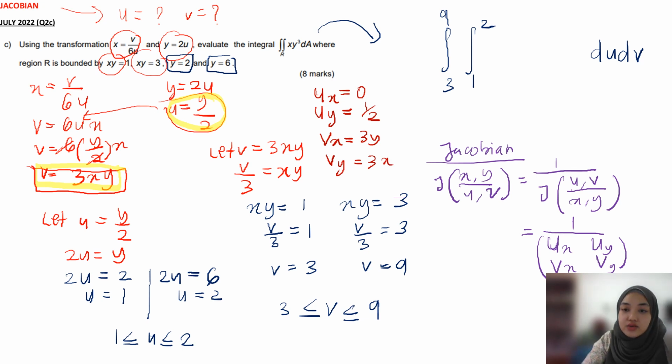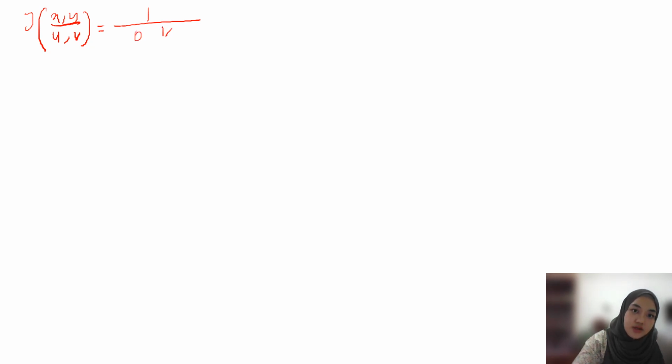After you get these, you have to substitute them into the formula. We continue to substitute the values that we differentiated earlier. The formula for the Jacobian J(x, y, u, v) equals 1 over, so you put u_x, which is 0, then 1 over 2, this one is 3y, and this one is 3x.